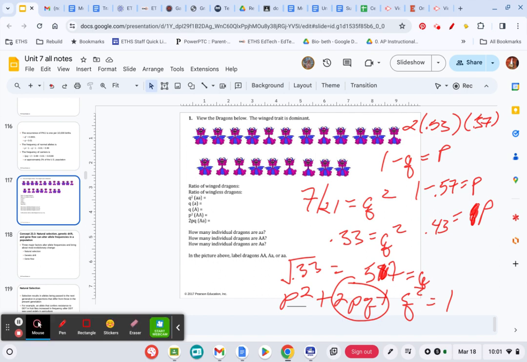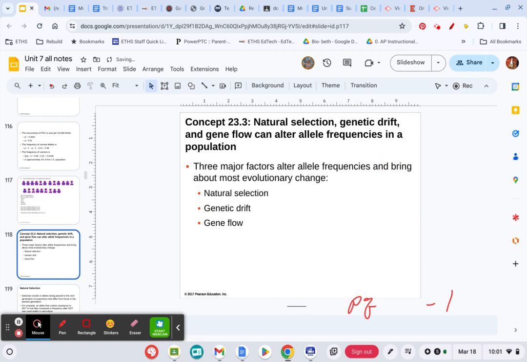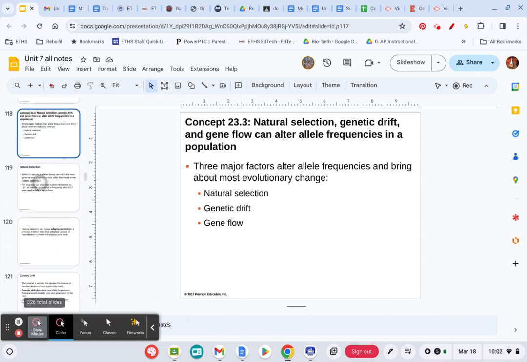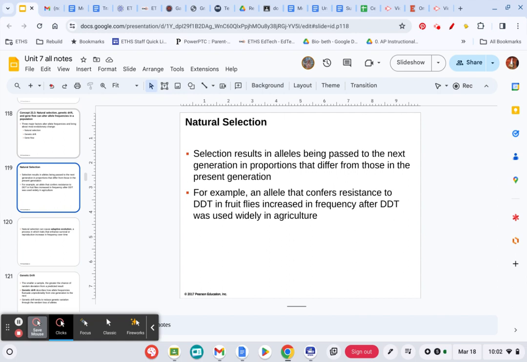I want to move on to something we talked about before, but didn't really address. So now we really are going to talk about it, which is that there are 3 ways that you can see a change in a population. One is natural selection, one is genetic drift, and one is gene flow. And natural selection is the only one of these 3 that is always adaptive, always beneficial.